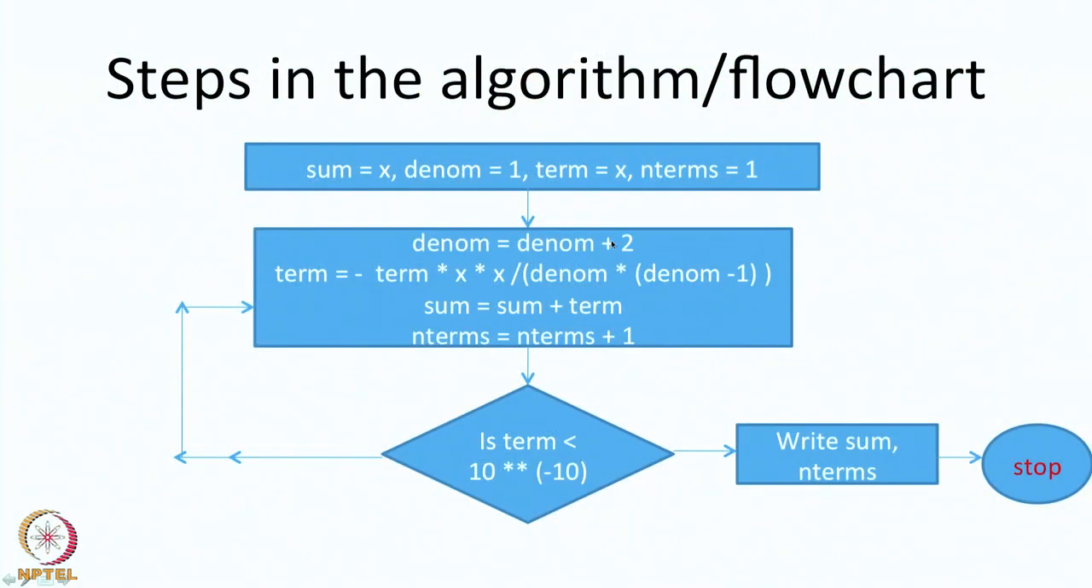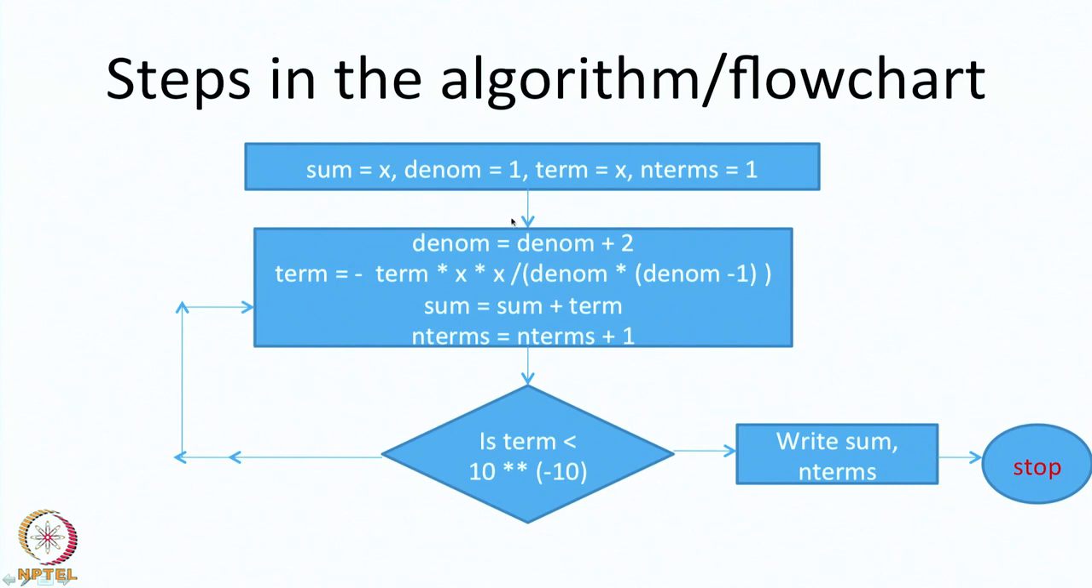So, now let us see. When I want the next term, I define denominator is equal to denominator plus 2, then the new term is minus the old term multiplied by x square divided by denominator times denominator minus 1. Now, you see that this denominator already is 2 units greater than the old denominator. In particular, if the first term had a denominator 1, the second term top value is 3. So, I will be dividing by 3 into 2.